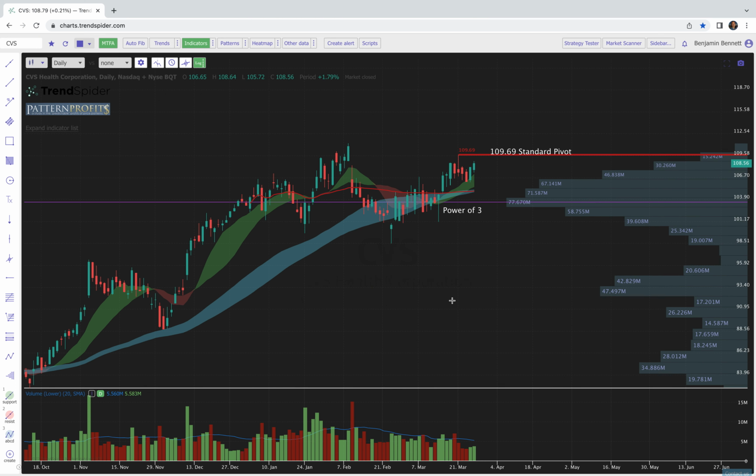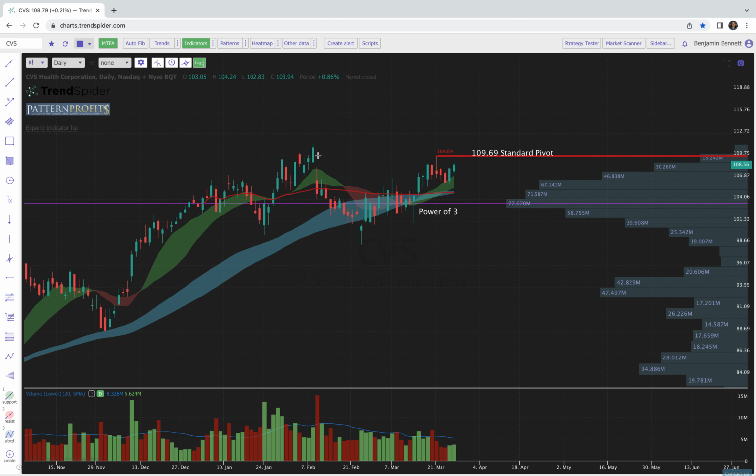CVS Health, another one setting up with more of a cup with handle pattern. Little cup here, putting in the handle. 109.69, the standard pivot above, came through that little handle on Friday off of the 10 portion of 1020 cloud. Nice little power of 3 setup down here that gave it that run up the right side. Decent volume coming in up the right side, but want to see that volume really pick up through 109.69. Did get really quiet volume there within the handle.